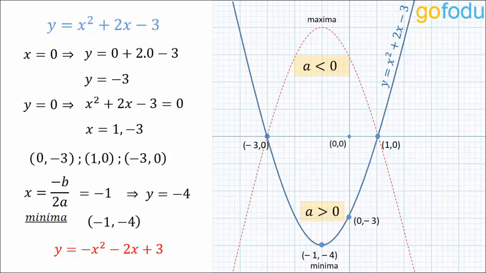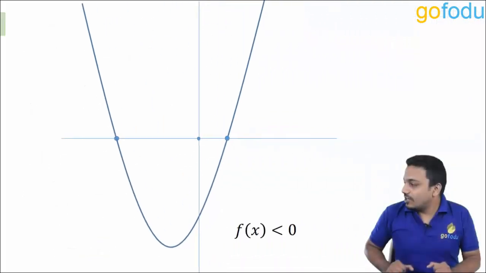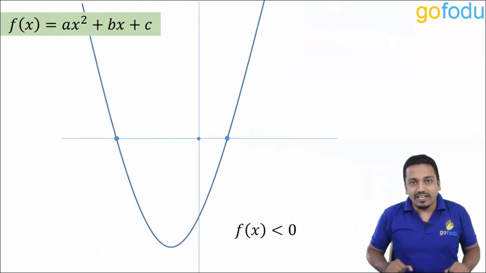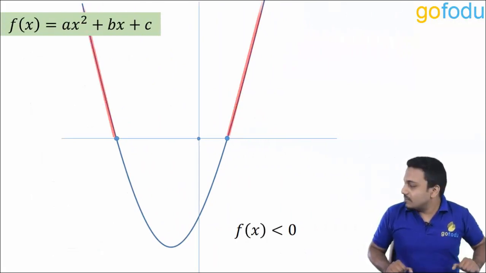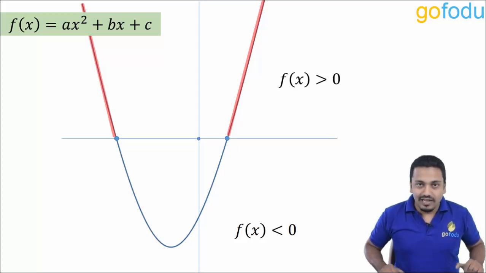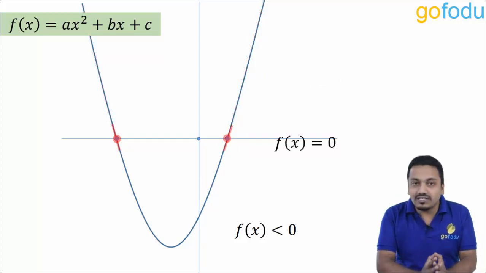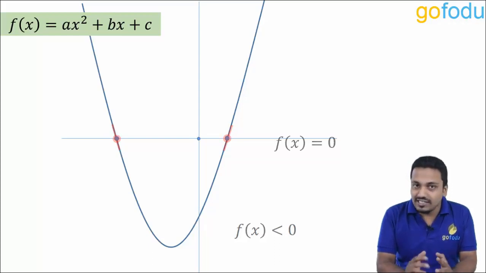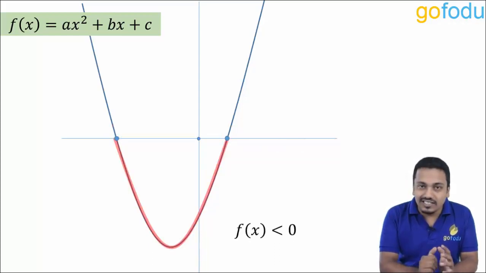Another important thing, if this is the graph of function ax square plus bx plus c, then this is the part where f of x is greater than 0. And this part is where f of x is equal to 0. And this is the part where f of x is less than 0, right?